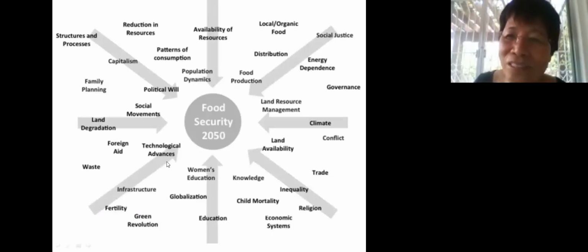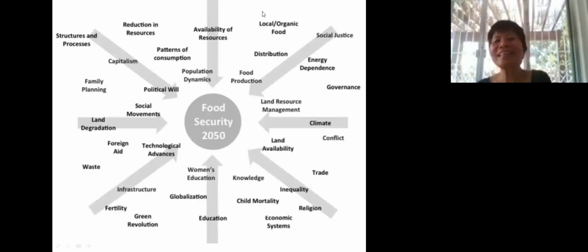And as you said, the education of women is very important. Knowledge, child mortality, religion, economics, system inequity, trade, conflict, family planning. Do they do family planning? And social movement, political will of the government, capitalism, structure and process, energy dependence, and so forth. This is an example of a mind map.